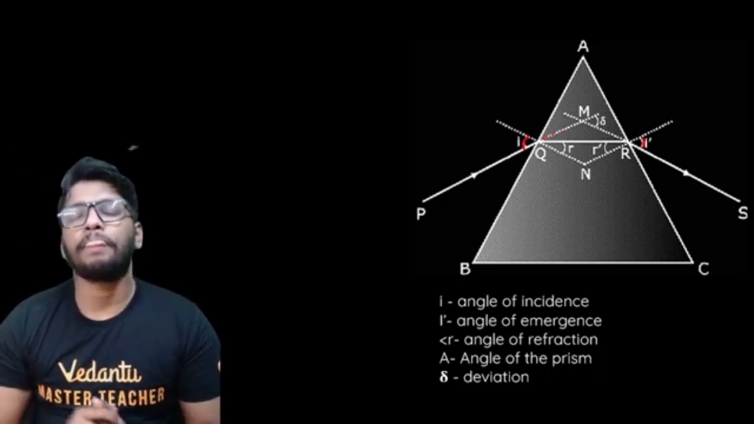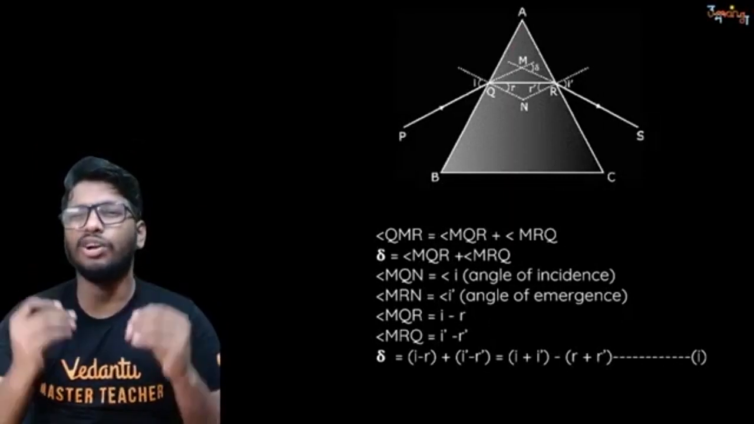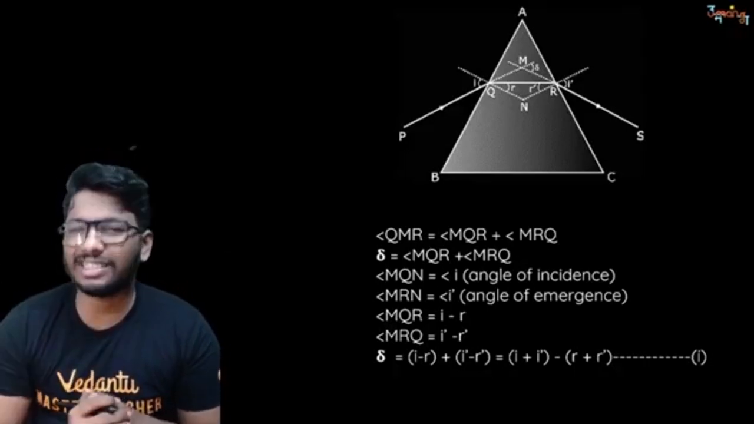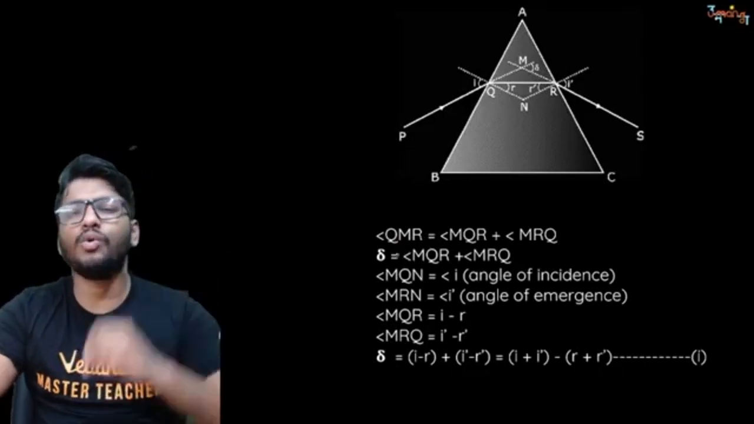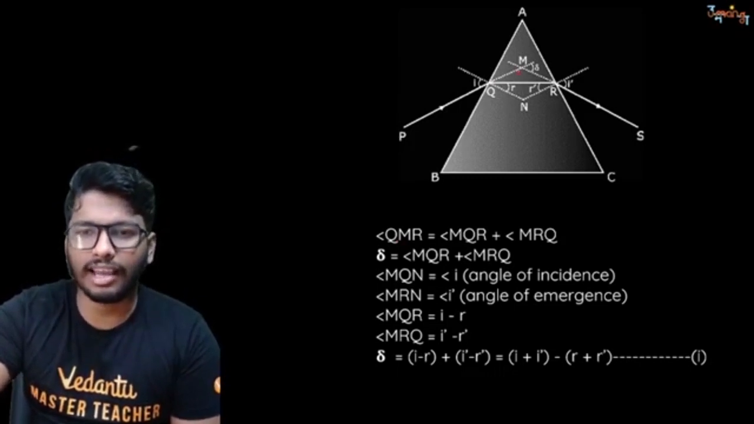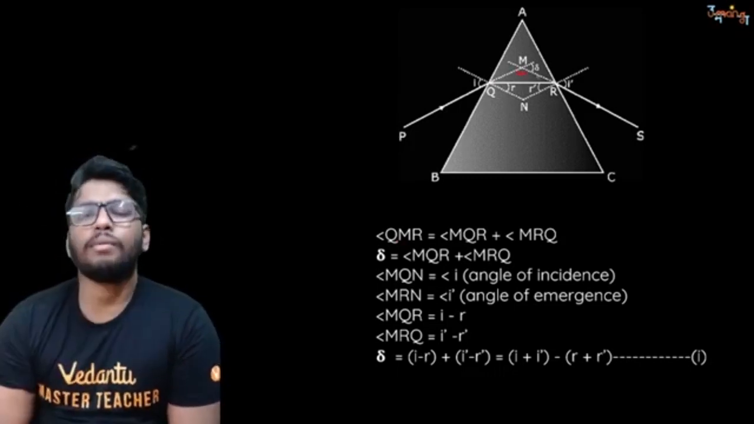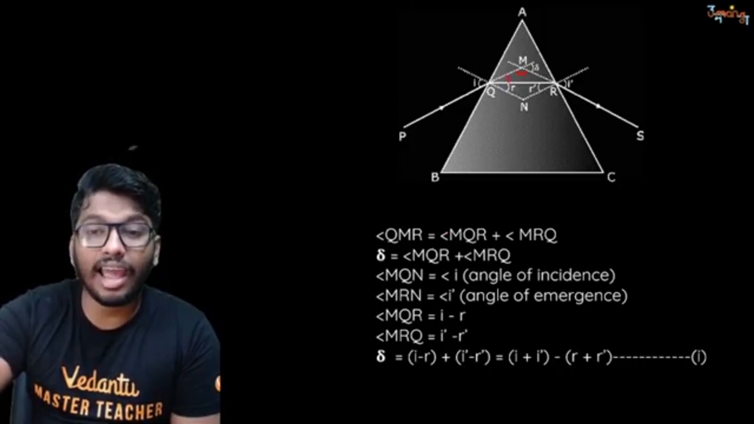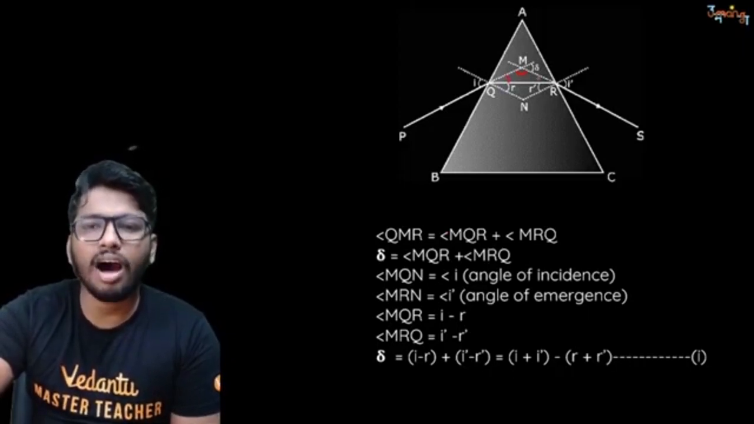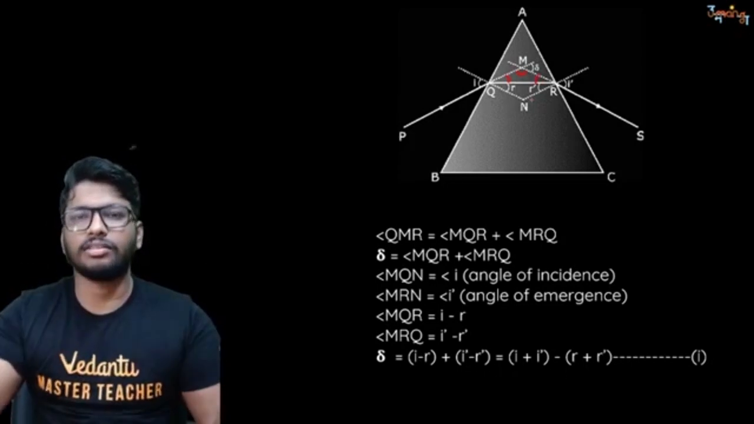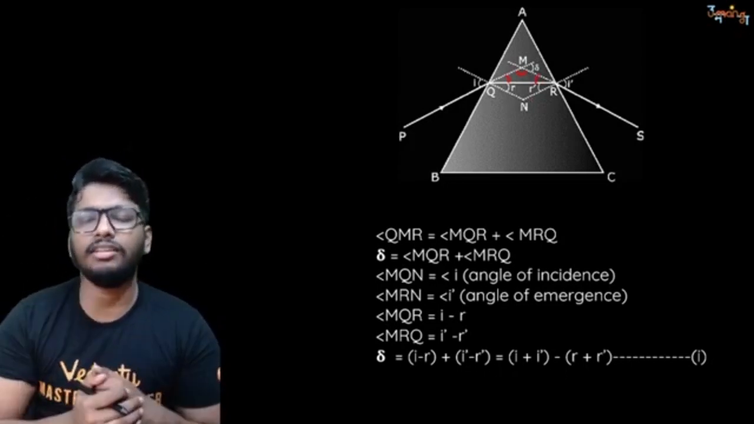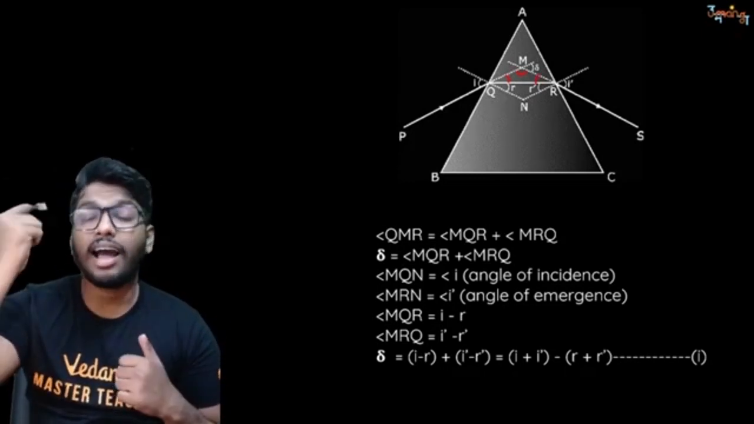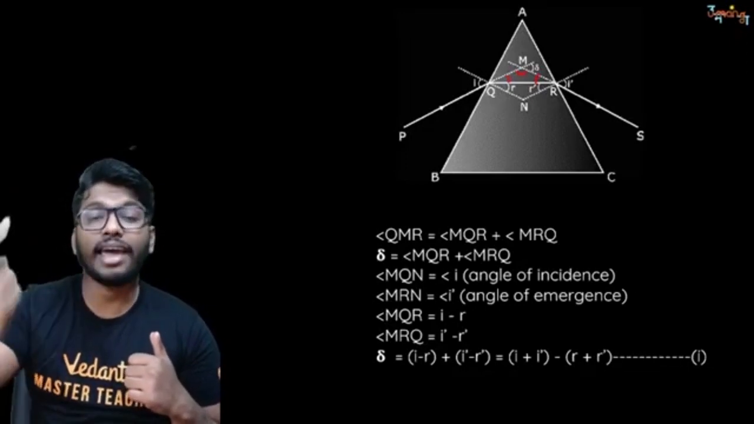All right, now what I'm going to do is a small derivation. So everyone keep up with me. Now there's not enough space to write, so I'm just going to show you one step at a time. Now angle QMR, which is nothing but this angle QMR. Angle QMR is equal to this angle MQR plus MRQ. All right, so again, the sum of two angles would give you the third angle. So here angle QMR is equal to angle MQR plus MRQ.